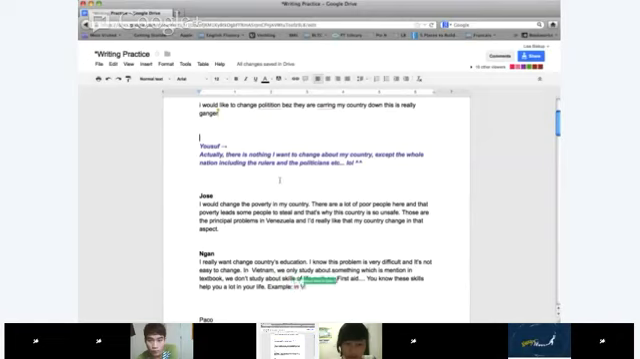Actually, there is nothing I want to change about my country except the whole nation, including the rulers and the politicians. Okay. Nothing you want to change about your country except the whole nation, including the rulers and the politicians, etc. Okay. So tell me more about that. So you like your country, but you don't like the rulers of your country?